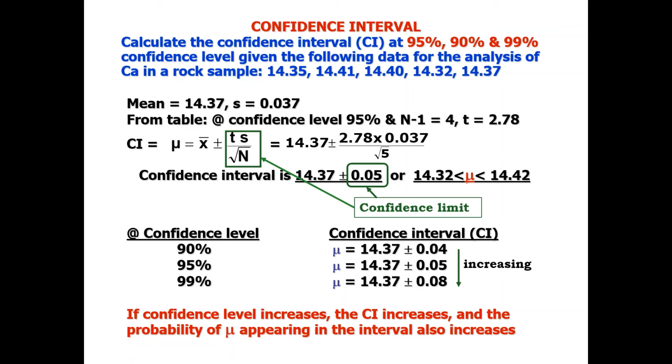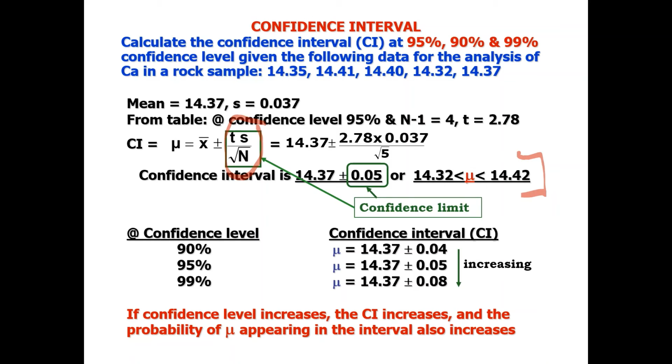Let's look into the examples of what is meant by a confidence interval. Calculate the confidence interval at 95%, 90%, 99% confidence level. Now, a new word is confidence interval. Given the following rock sample, calculate calcium, you put in 5 replicates, you get a mean of 14.27, the standard deviation of 0.037, and the value of t based on degree of freedom, 2.78. Based on the formula where mu is the true value, the true value is the mean plus minus what is called the confidence limit. So you are using plus minus confidence limit to find the confidence interval. So this is what is meant by the confidence interval.